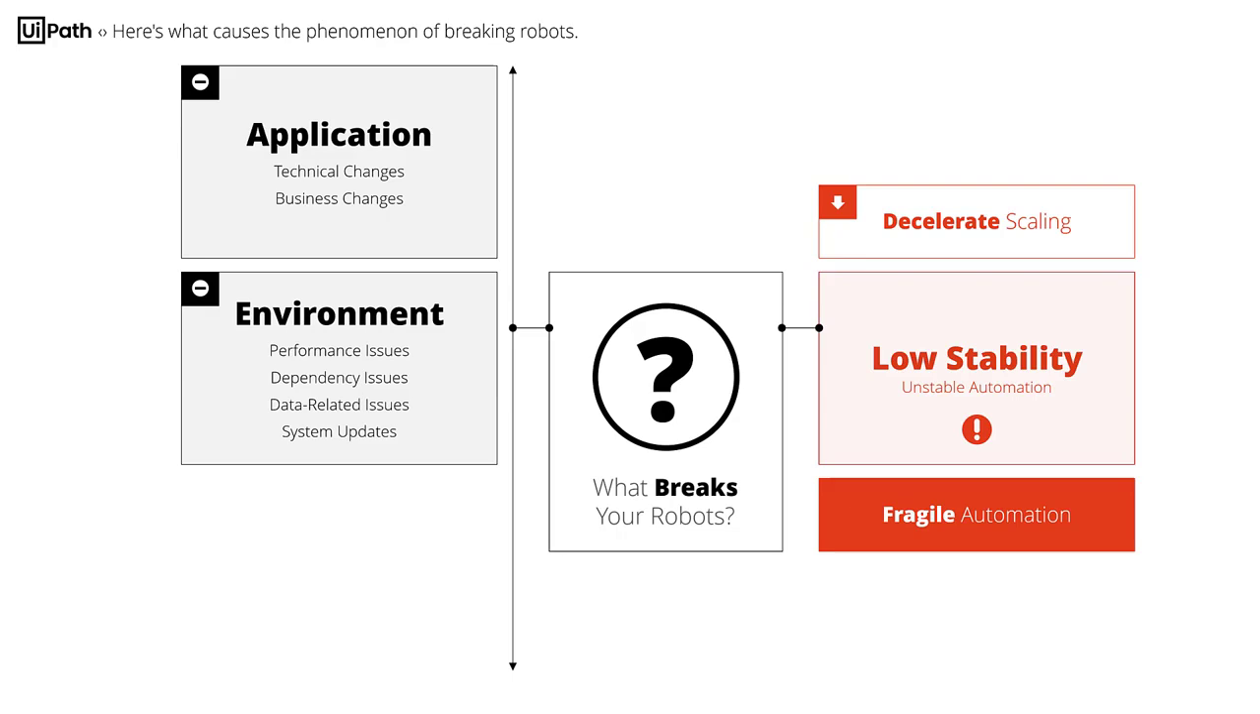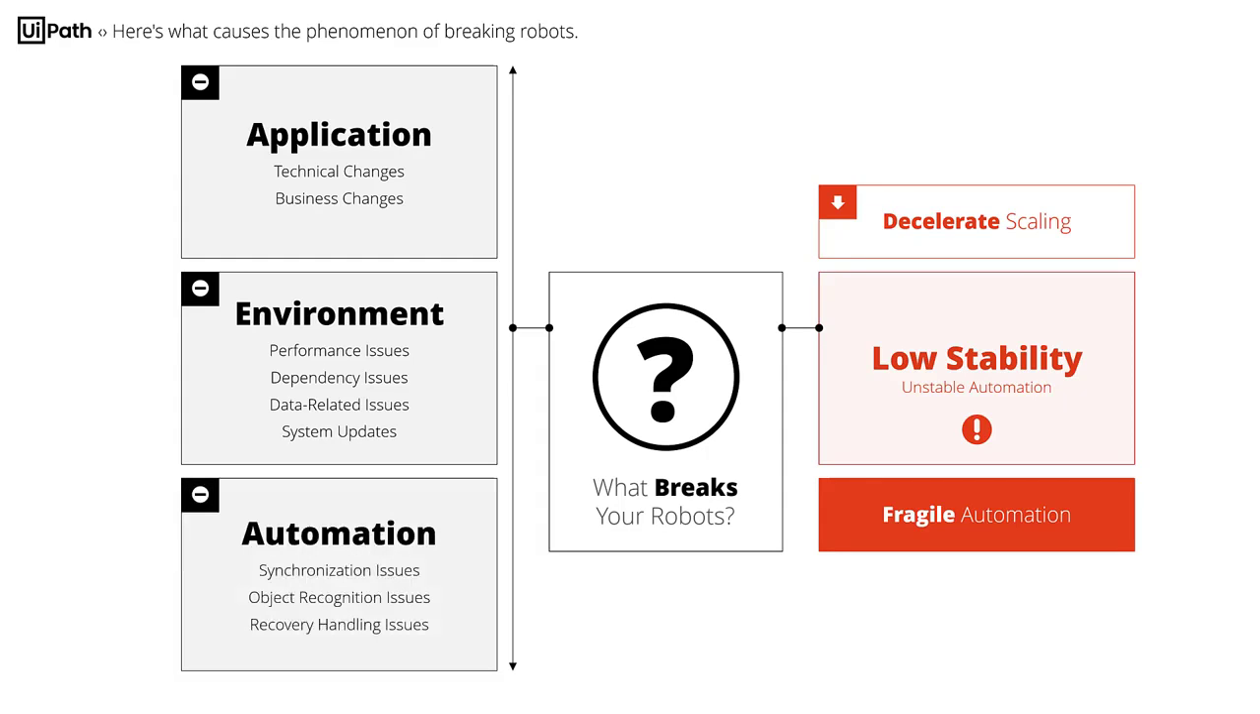And these issues are typically performance issues resulting from dependencies to third-party services, data-related issues, or issues caused by system updates, for example, made by IT operations. And the third group of problems that causes bots to break is centered around automation issues. And this, for example, includes synchronization issues between the bots and the software applications. Now, we also see bots breaking due to poor object recognition in automation or due to no or even missing recovery handling. Now, these are the three main reasons why bots break in production, from the bird's eye perspective, of course.